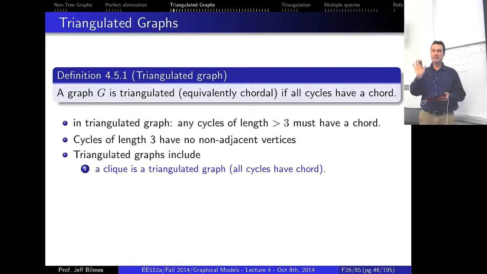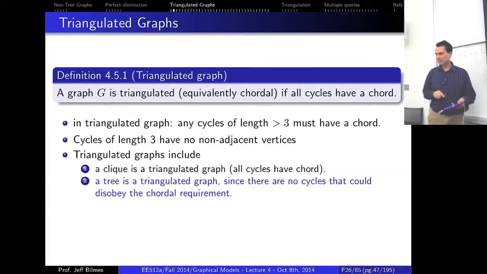Right? Now remember, again, it's always with respect to a cycle. So in a clique, everything's connected to everything. So anything non-adjacent, everything is adjacent to everything in the clique, but once you designate a cycle, you can talk about non-adjacent vertices in the cycle, but which, in this case of a clique, must have a chord.